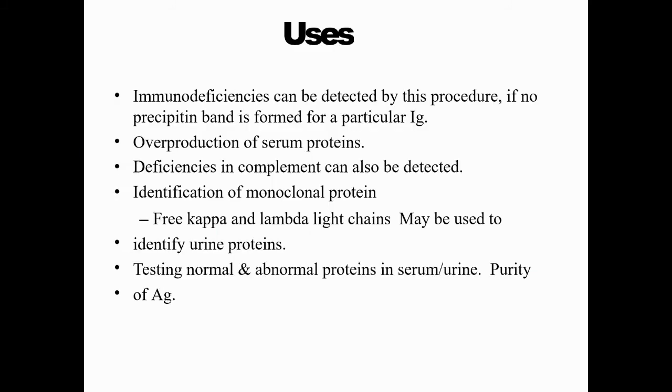So what is the use of these things? Immunodeficiency diseases can be detected, if there is any immunological deficiency. We can detect it by these procedures, by using the precipitin band. By seeing the precipitin band, we can identify all the things. If serum proteins like albumin and globulin are overly produced, we can see whether they are produced in normal amounts or not.